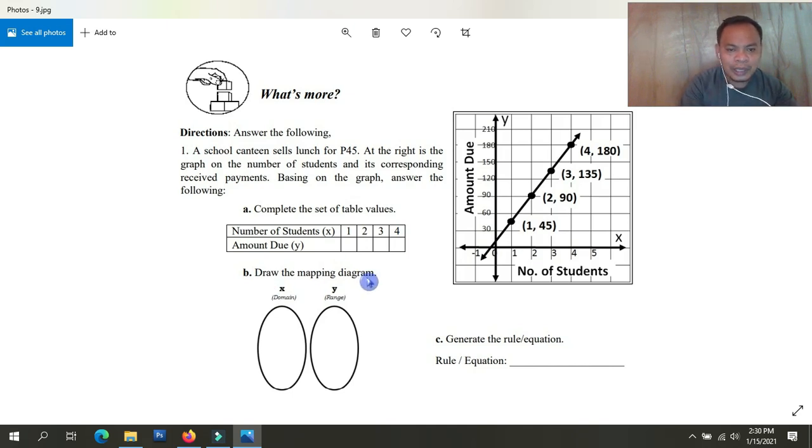And draw the mapping diagram. So our domain is x, this one, and our range is y, here. So our x is 1, and our range is 45. X is 2, or the domain is 2, the range or the y is 90. X is 3, y is 135, and x is 4, y is 180. And generate the rule or the equation. So just solve this one.